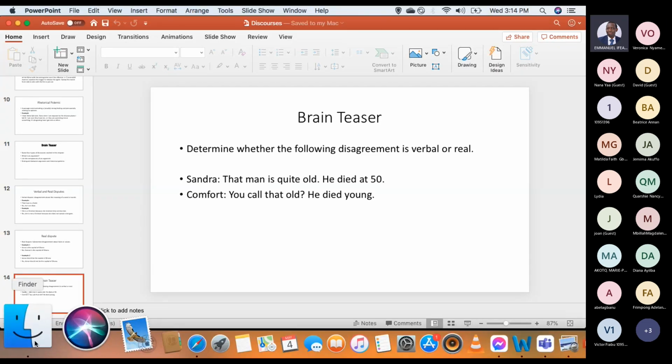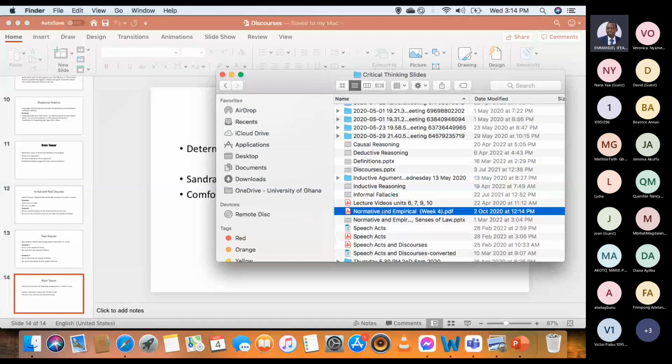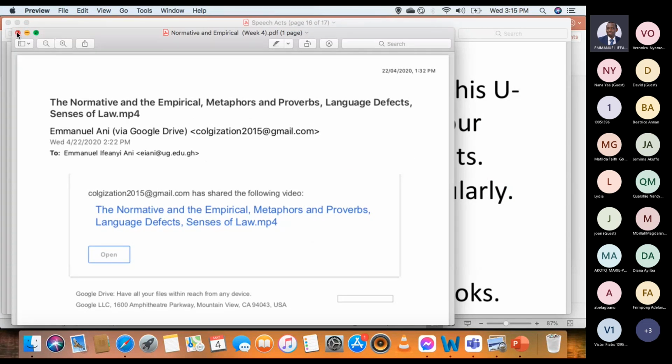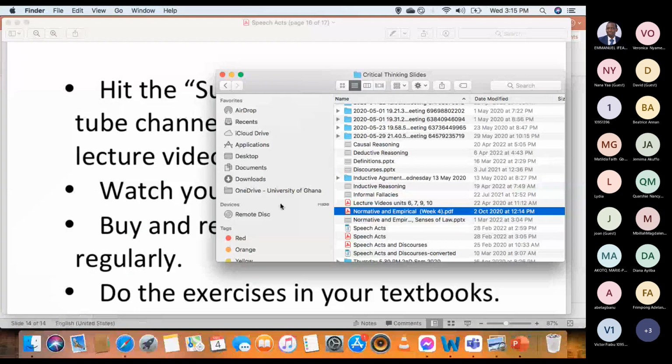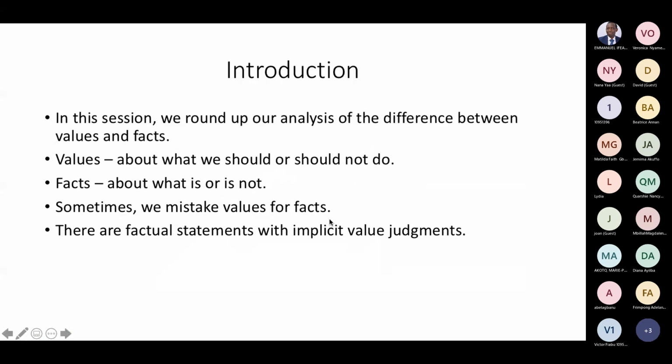Then for our next lecture, we looked at the differences between the normative and empirical. So we rehashed the differences between values and facts. We're saying values are about what we should or should not do, facts are about what is or is not. So we looked at the fact that some factual statements could actually be value statements. Sometimes we mistake values for facts. There are factual statements with implicit value judgments.